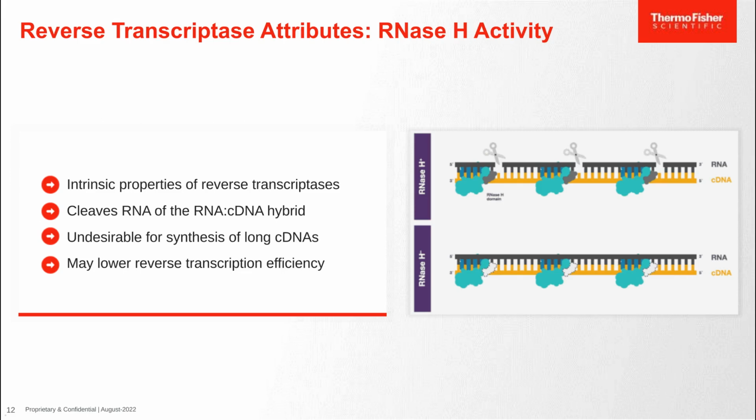In recent years, RNase H minus mutants have been engineered to reduce or completely remove RNase H activity. This helps to increase cDNA length, but also it helps to increase overall robustness and efficiency of the enzyme. So if you have poorly expressed genes, degraded RNA, or low amount of RNA template, be sure to choose an RNase H minus enzyme in order to increase your cDNA yields for subsequent qPCR amplification.